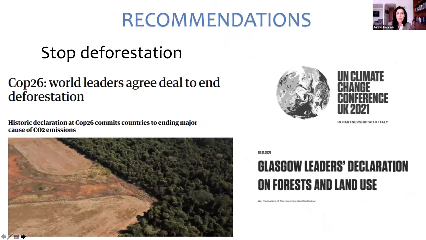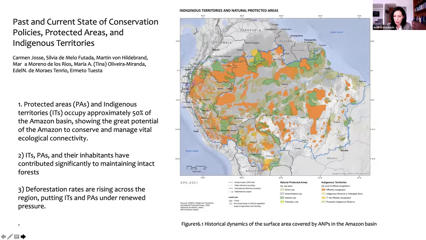Carlos already mentioned stopping deforestation. This is critical, and it is also affecting the river systems, because deforestation impacts what is being carried to the river system and the livelihoods of people that depend on these river systems.